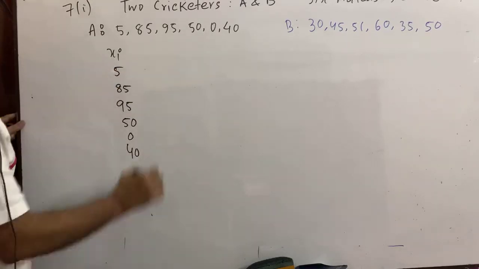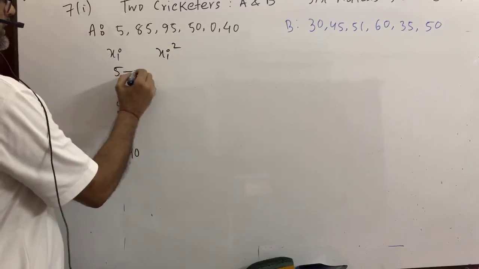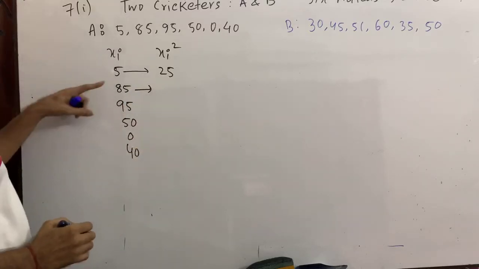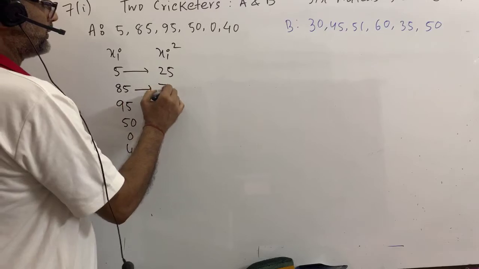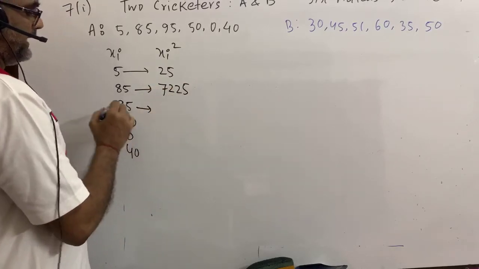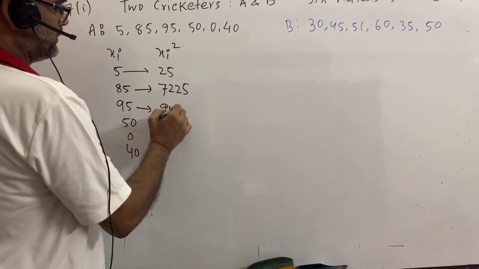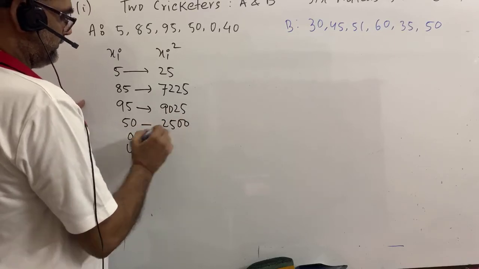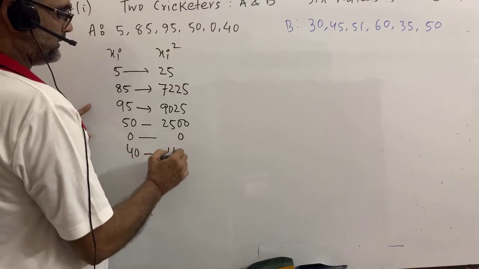Good. Now you write down xi square. That will be 25. 85 squared: 8 times 8 is 64, 64 plus 8 is 72, so 7225. 95 squared: 9 times 9 is 81, plus 9 is 90, so 9025. Then 2500, then 0, and 1600.